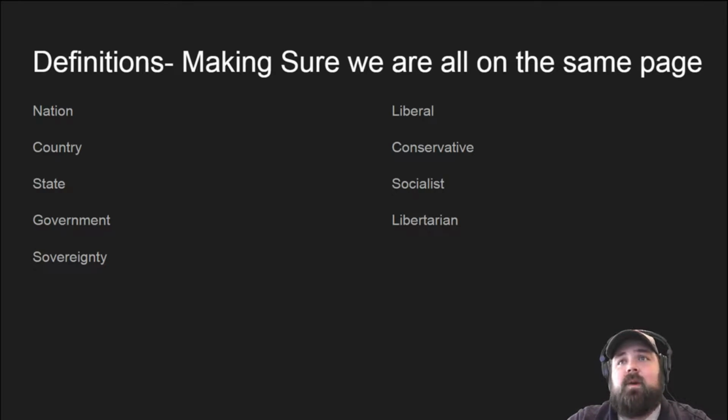Moving on, our second term is country. Now, when I say country, I'm referring to something very specific. I'm referring to a piece of land, a land with a border, with boundaries. So this is a little bit different than how we might colloquially use country. When I say country, think geography, think land.